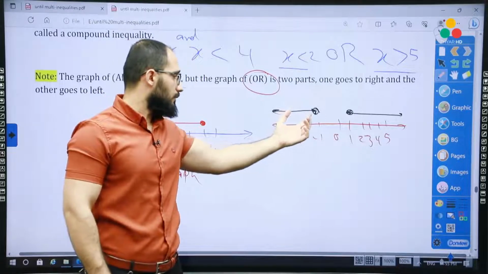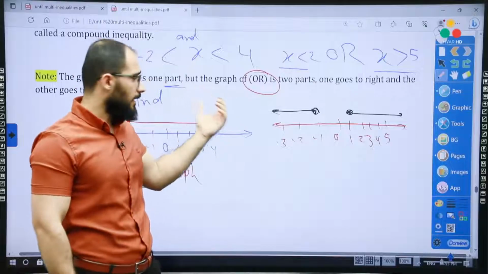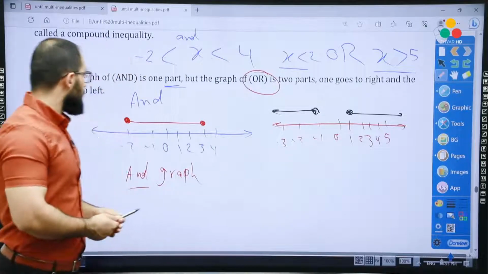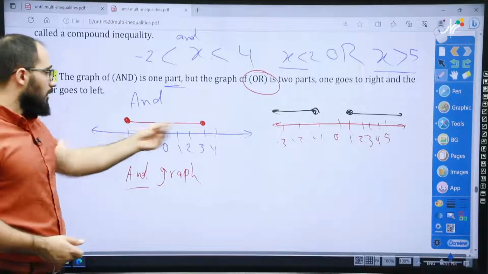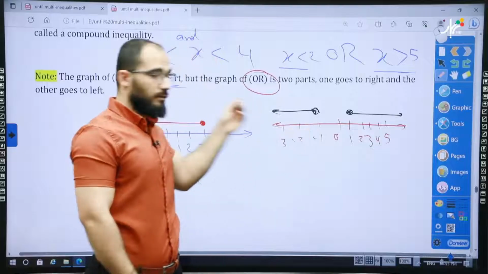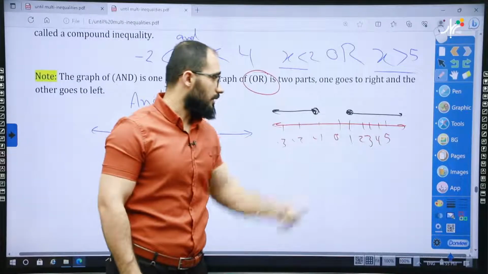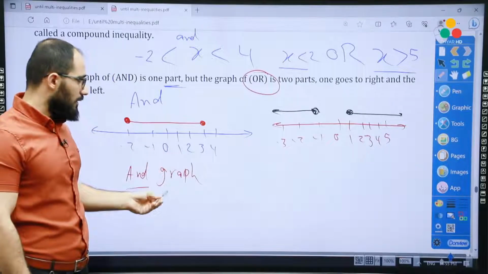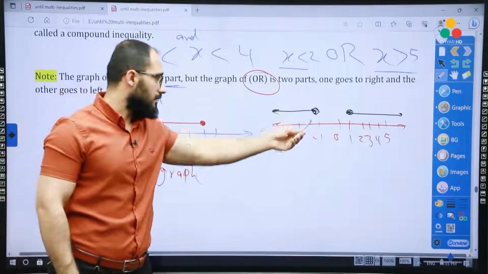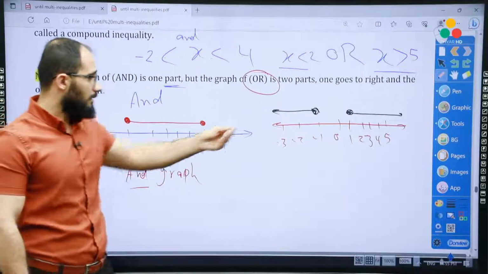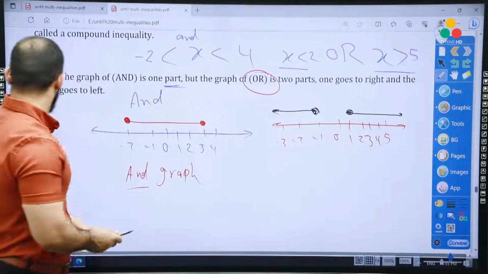One goes to the left side, and the other one goes to the right side. Again, I'm going to repeat it. The "and" graph is only one part, and the "or" graph is two parts. One of them goes to the left side, and the other one goes to the right side. So without having any inequality here, we can differentiate between them. This one is "and" and the other one is "or."